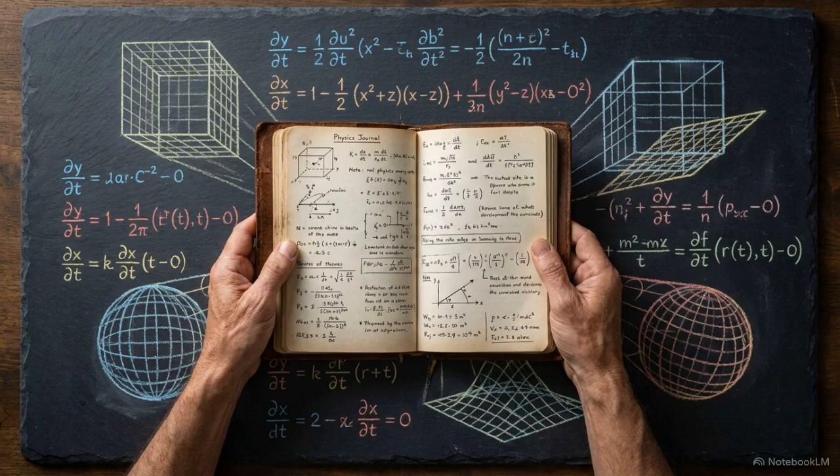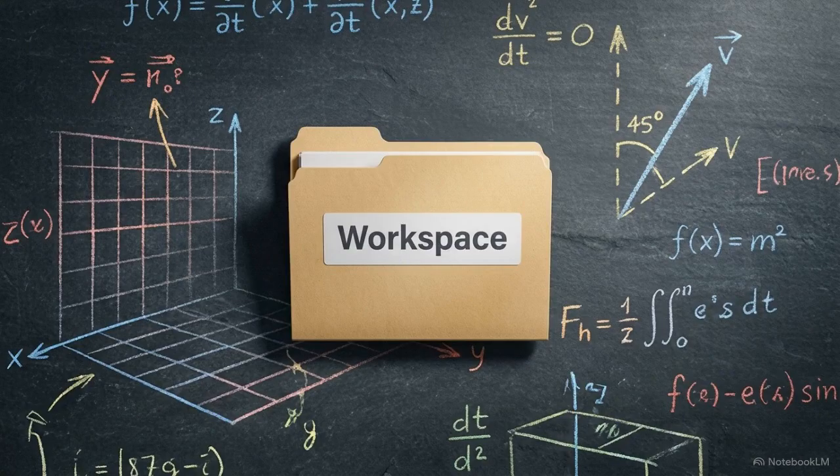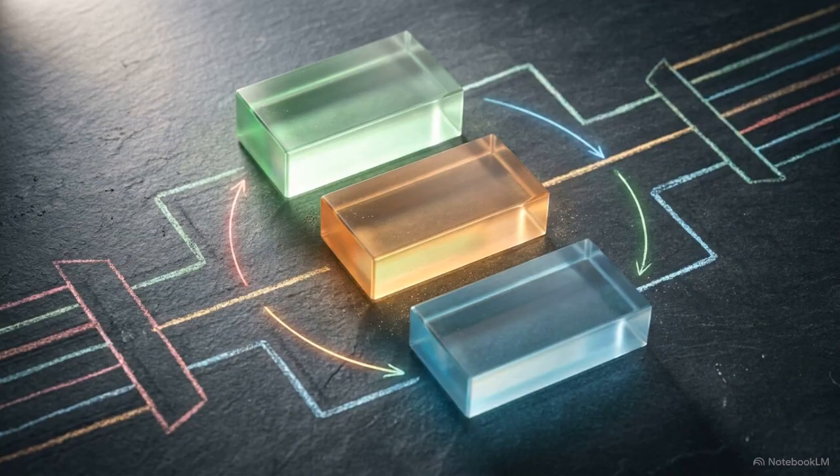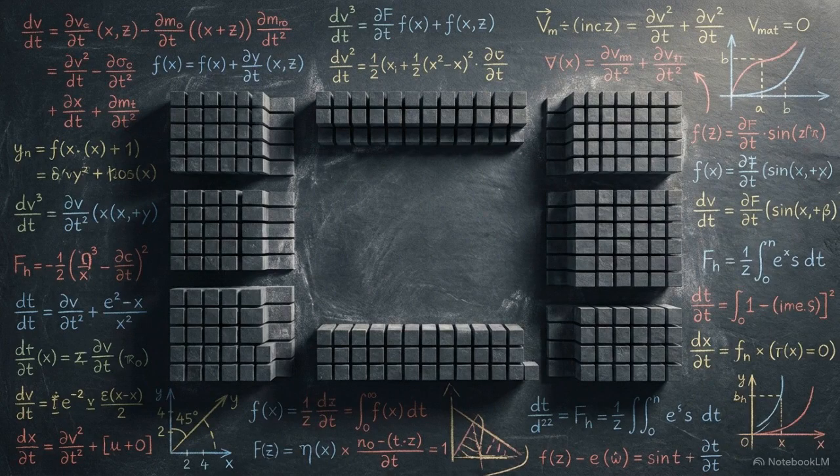Moving from a physical observation to a functioning script requires a specific logical structure. This process begins with the organization of the workspace. Before writing any equations, we must define the architecture of our script. Maintaining a clean workspace prevents variable conflicts and keeps the logic transparent.